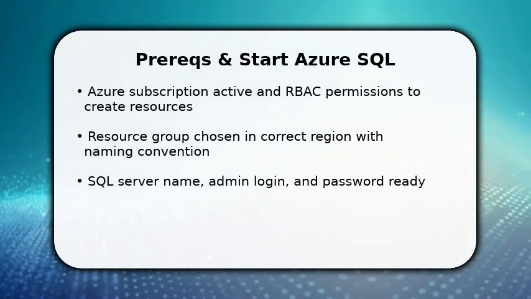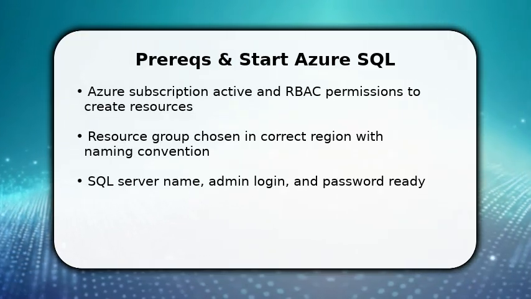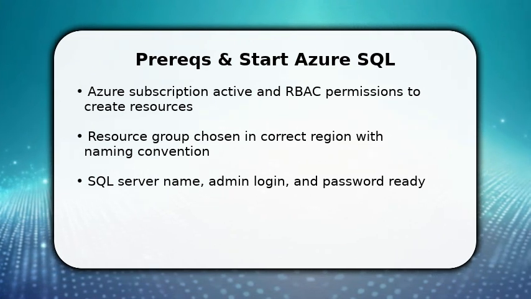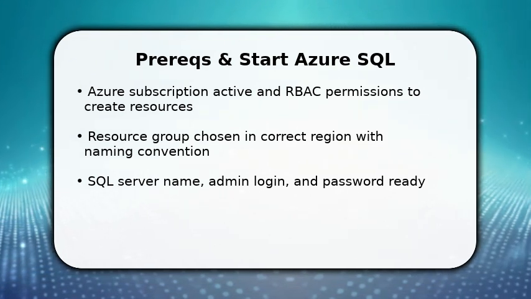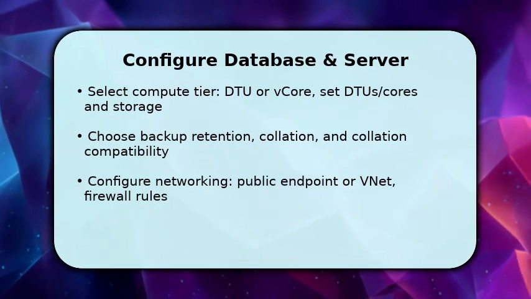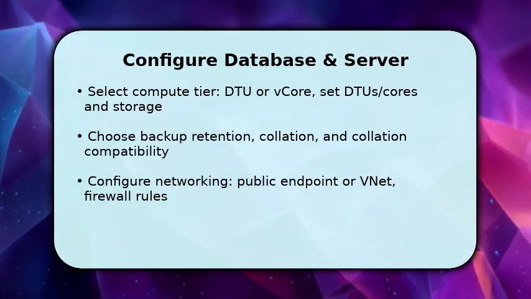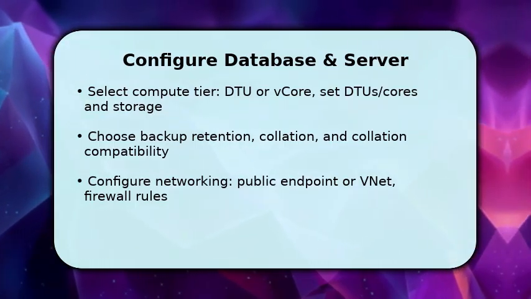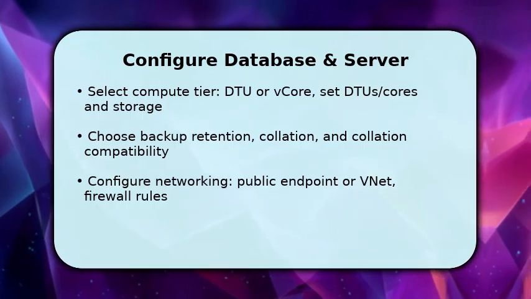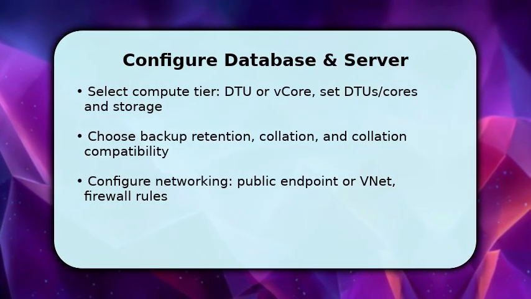Once done, navigate to create a resource, search for Azure SQL, and select Single Database to start the provisioning wizard. You will now configure the database and underlying server in the portal. Choose a compute model, DTU for simplicity or vCore for predictable scaling, and set performance and storage. Configure backup retention and collation to match your app requirements, because restoring and sorting depend on that.